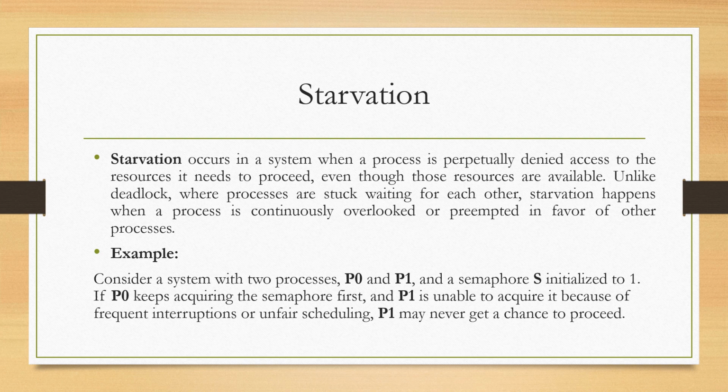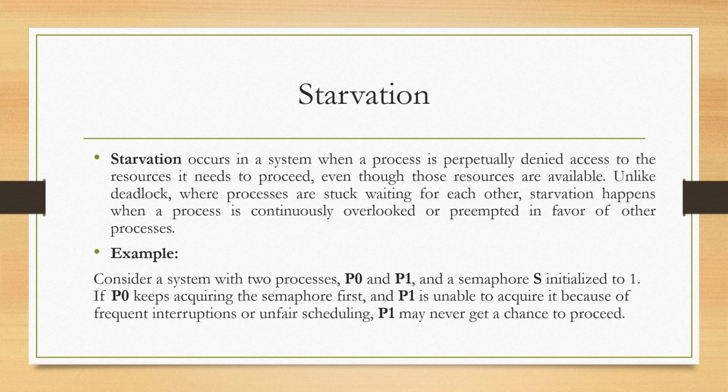Example: consider a system with two processes, P0 and P1, and a semaphore S initialized to 1. If P0 keeps acquiring the semaphore first, and P1 is unable to acquire it because of frequent interruptions or unfair scheduling, P1 may never get a chance to proceed.